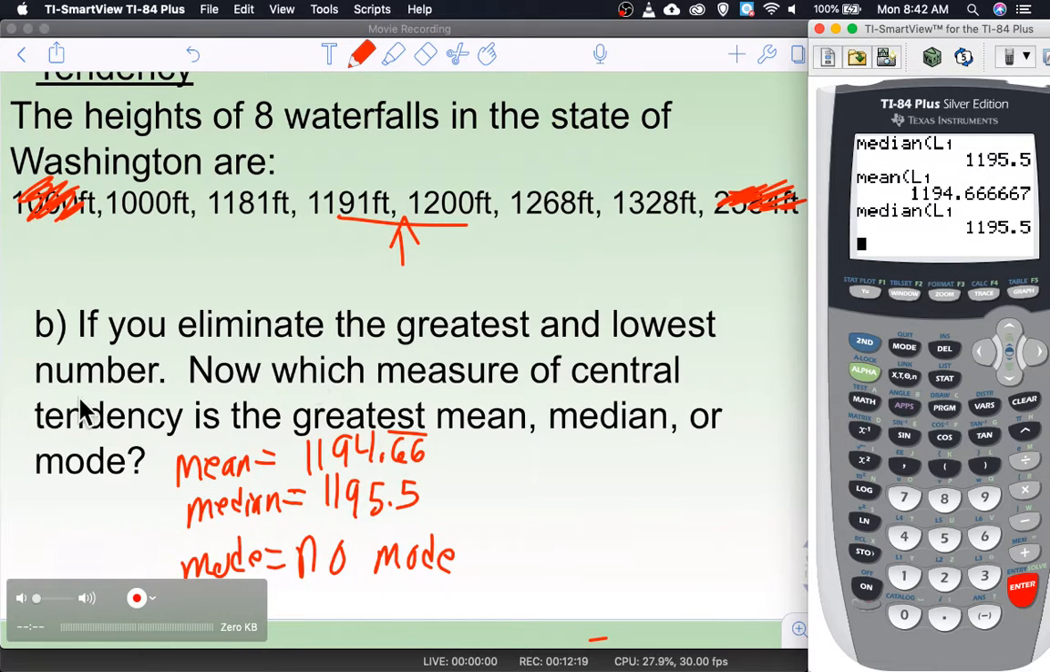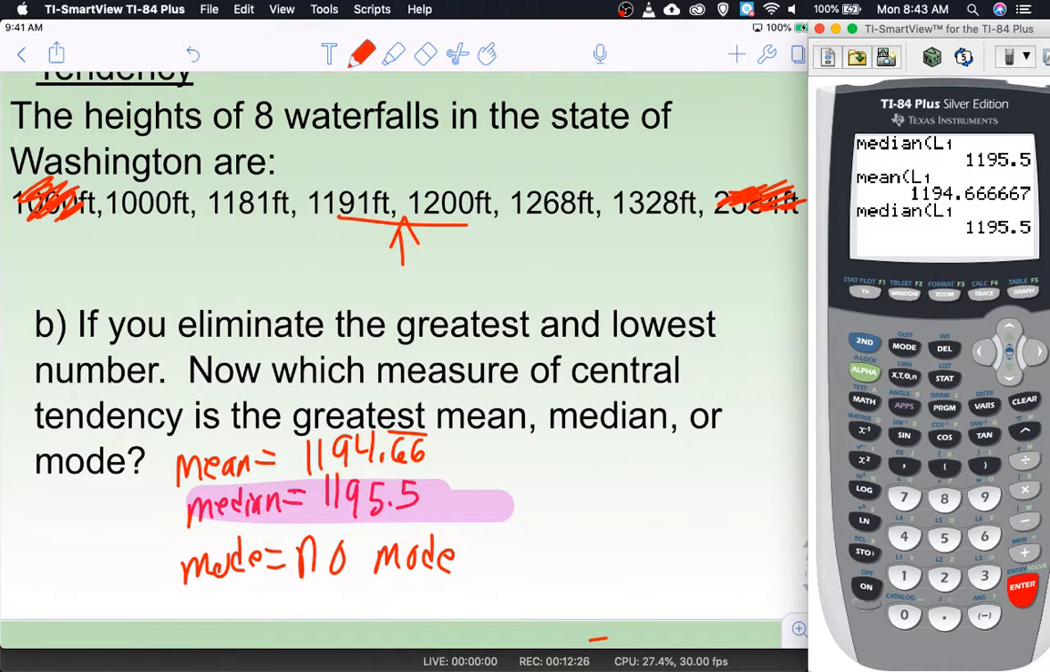So now, which measure of central tendency is the greatest? Well, actually now, it's the median that is the biggest, just by a teensy little bit.